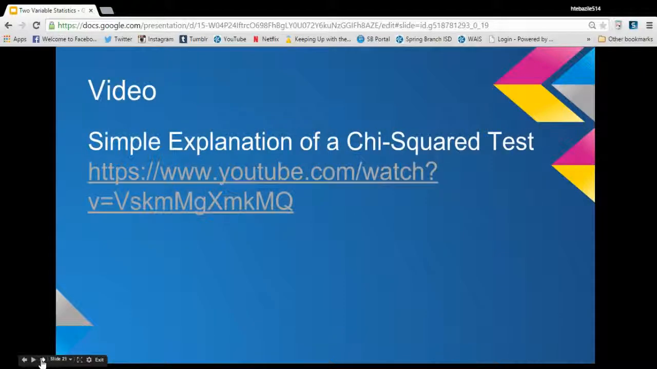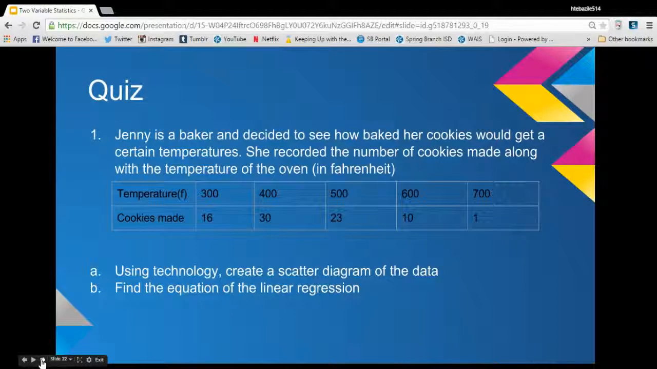Here is a video that shows a step-by-step explanation of the chi-squared test. And so here begins your quiz. I will go through each slide. Feel free to pause the video so you can write down the question.